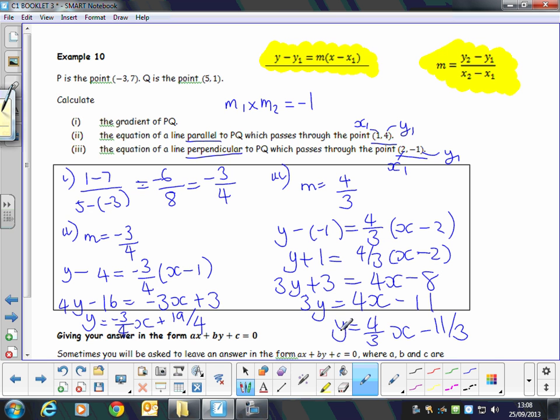So I've got it in the form y equals mx plus c. This is my m and this is my c, so this is my gradient 4/3, and we can just check back to see that's what we started with as a gradient.